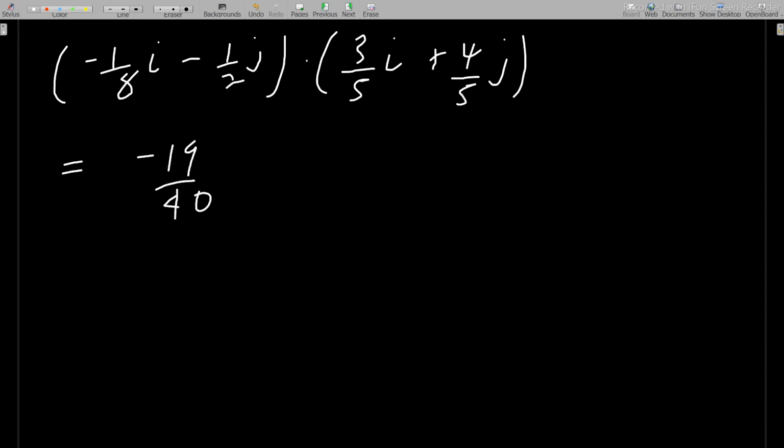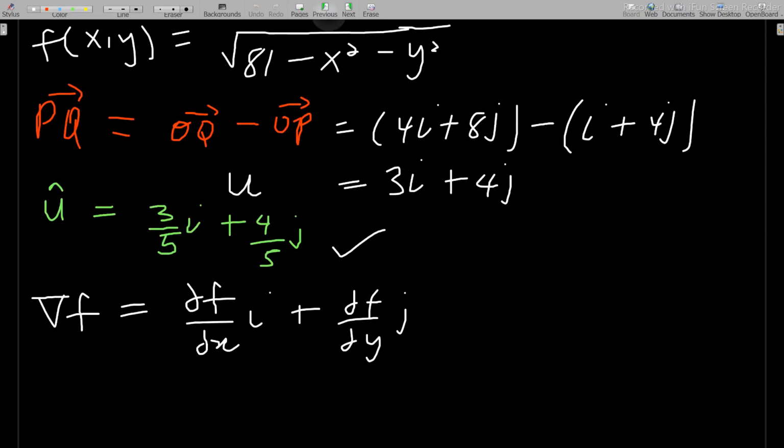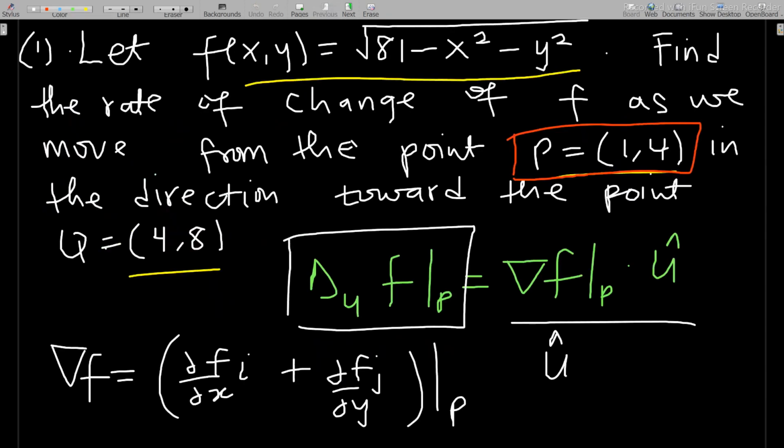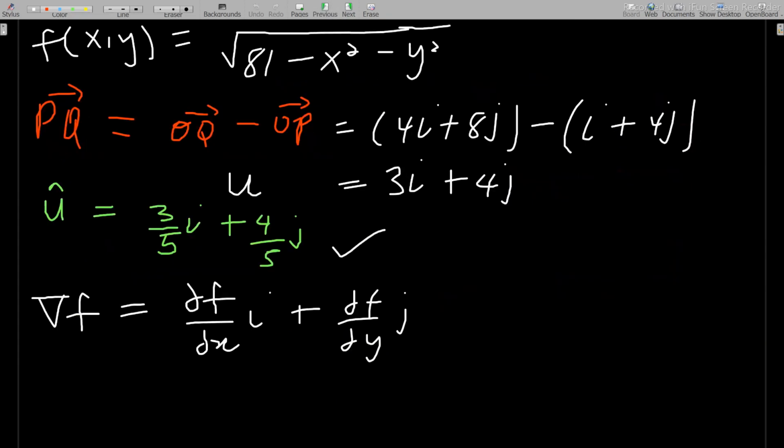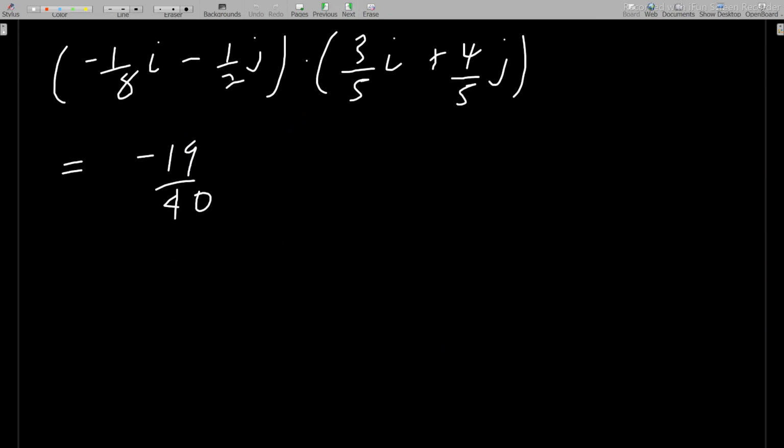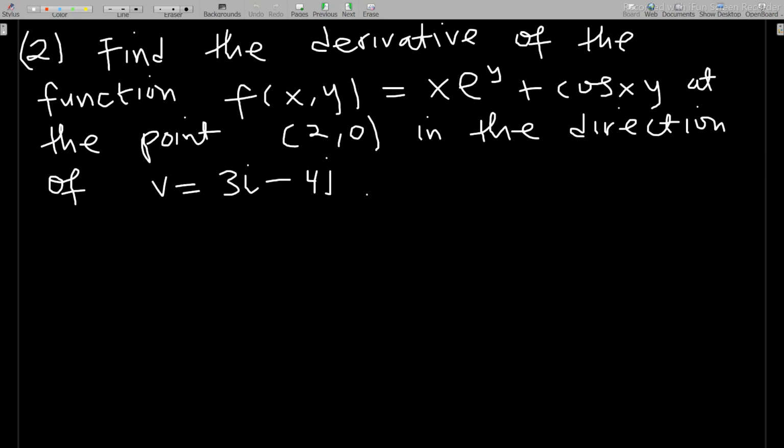So the directional derivative is the rate of change. The question is, you are supposed to find the rate of change of f as we move from that point towards the direction that is this. So that's simple like that. Okay, let's look at another one.